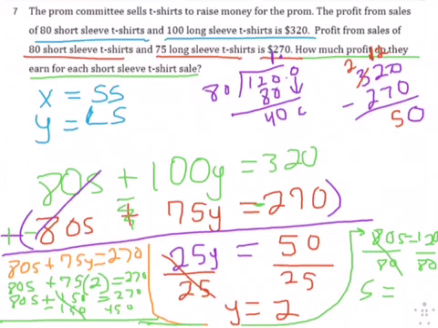We bring down our 0. 80 goes into 400. And we know 8 goes into 40 5 times. So 80 goes into 400 5 times. Because 5 times 0 is 0. 5 times 8 is 40. And then we have nothing left over. So 1.5. So S equals 1.5. So we know that they make a profit of $1.50 off a short sleeve shirt.